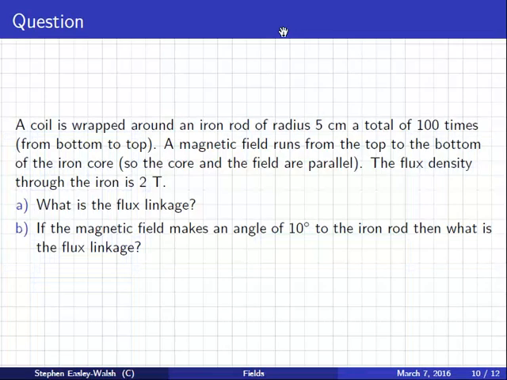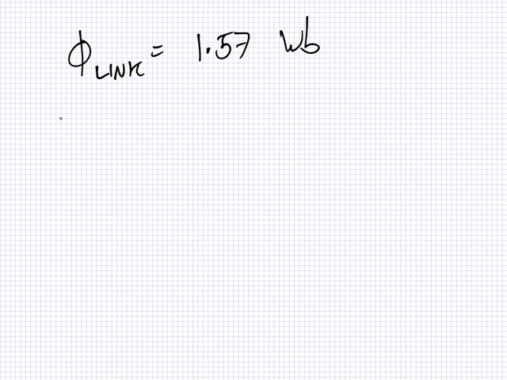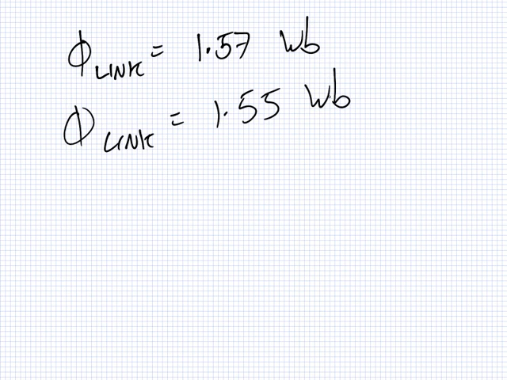And then the next part, if the angle is 10 degrees, what do we multiply by? Cos 10, what does it do? Slightly less, because the angle is nearly 0.